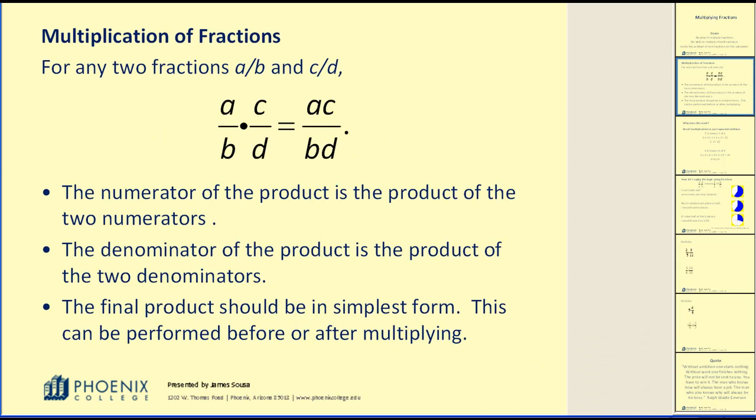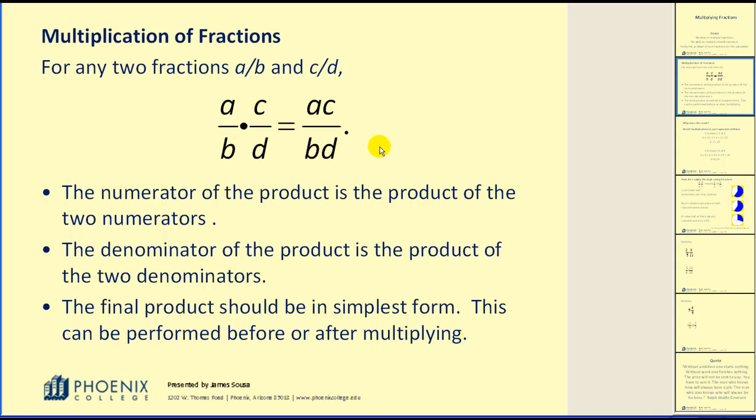Let's take a look at the rule for multiplying fractions. If two fractions are in the form of a over b times c over d, their product is equal to ac over bd. The numerator of the product is the product of the two numerators. The denominator of the product is the product of the two denominators. Seems pretty straightforward. Just multiply across the top, multiply across the bottom. One catch, the final product should be in simplest form. This can be performed either before or after the multiplication process.